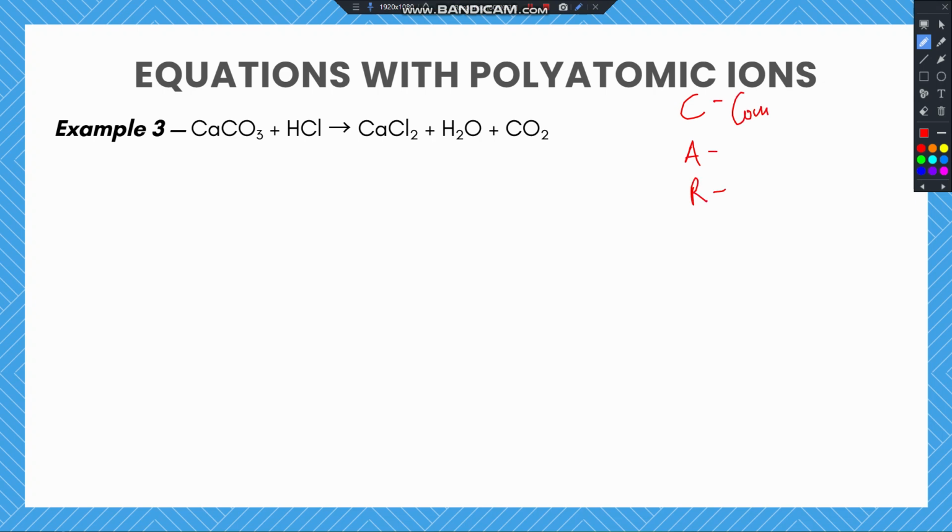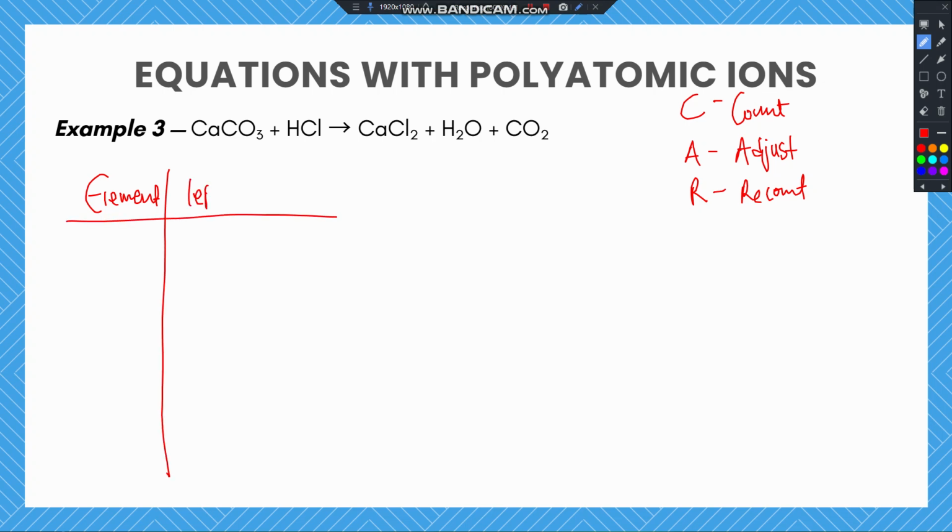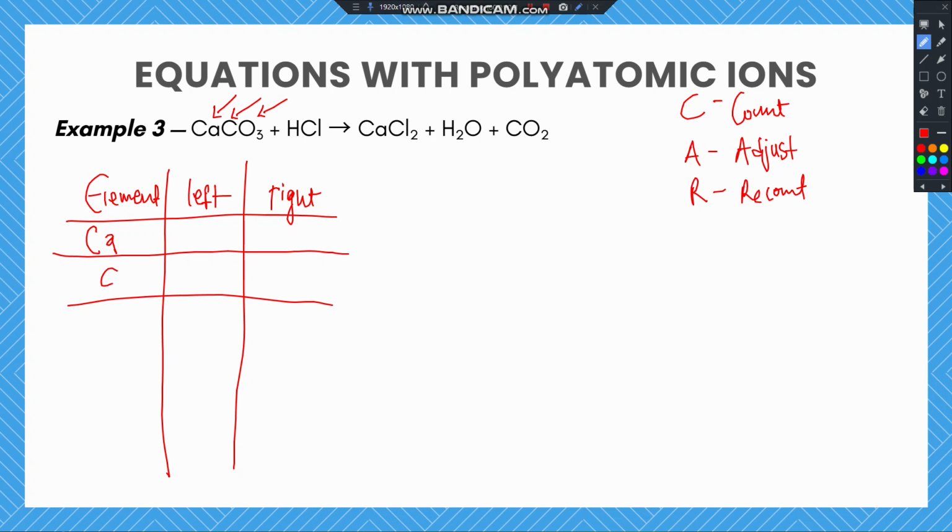Count, adjust, and recount. So the first column is for the element, the second one is for the left hand side, and the third one is for the right hand side. So let's write that out. How many elements can I identify? I have calcium, Ca, carbon, C, oxygen, O, hydrogen, H, quite a lot of elements here, and Cl, chlorine.